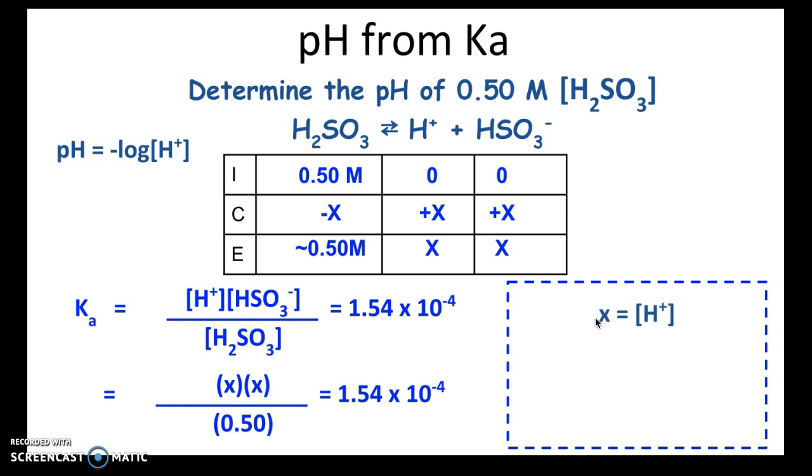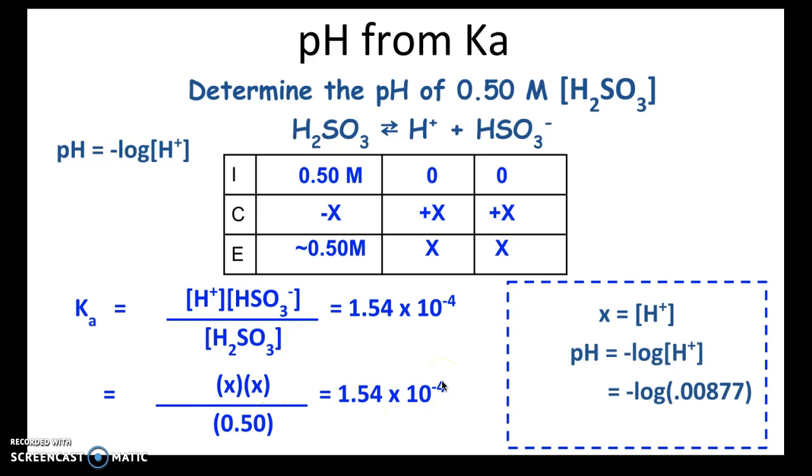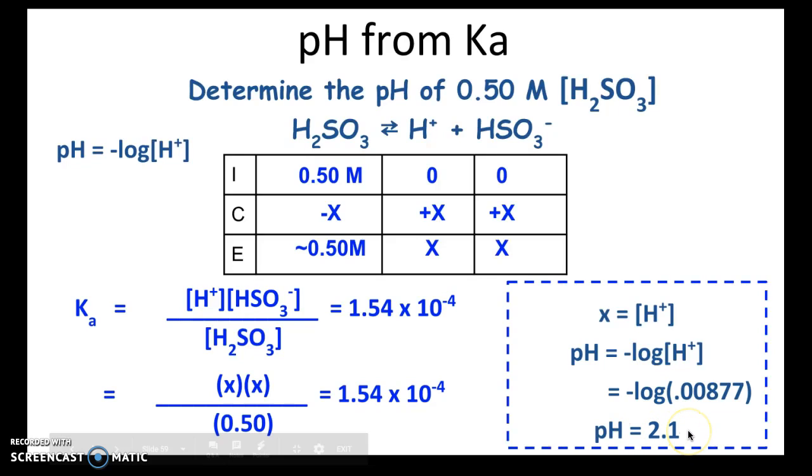Now, once we do that, we can go ahead and solve for X. So we would cross multiply 0.5 times 1.54 times 10 to the minus 4, and that will equal X squared. Then we use that to solve for X. When we do that, we find that X is equal to 0.00877 molar. So when we solve for X here, we get this value. And then we can plug that into the pH expression. Once we do that, pH is equal to 2.1. So we use this to figure out the pH.